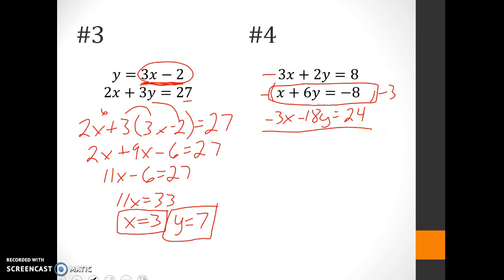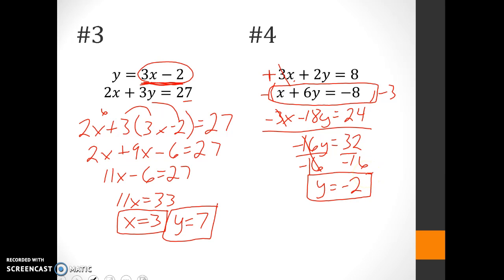So now when I add these together, I have 3x and a negative 3x, so my x's are eliminated. 2y and a negative 18y is negative 16y. And 8 plus 24 is 32. So now I can figure out what y is by dividing both sides by negative 16. And y is 32 divided by negative 16, which is negative 2.